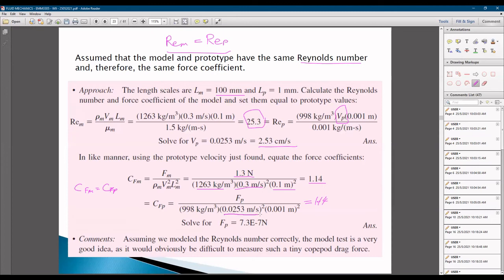This one is the item that you just obtained, and from there you know that the force acting on the actual creature is very, very small. It is 7.3 times 10 to the power of 7 Newton, which is relatively very, very small.